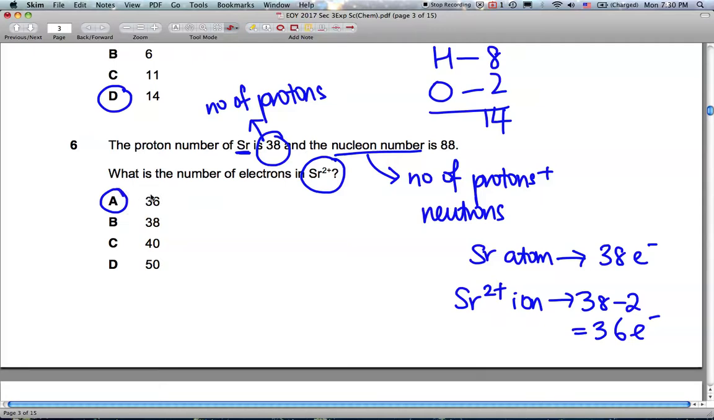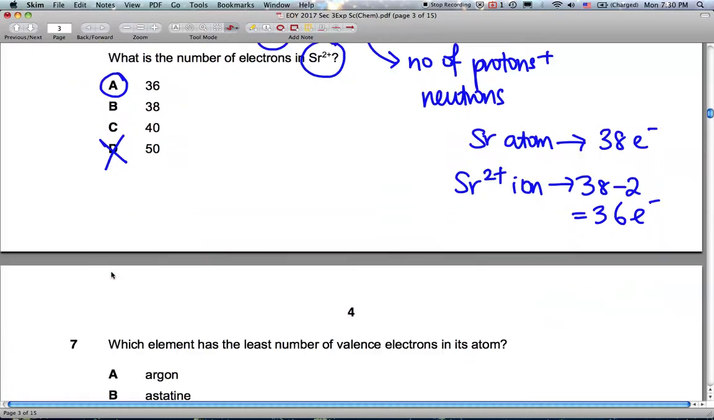Okay, so in order to find the electrons, we just compare the number of electrons in the atom. Whereas if you are asked to find the number of neutrons, that's where we take the nucleon number minus off the proton number. So in that case, some of you who wrote 50, you forgot that the nucleon number refers to the number of protons plus the number of neutrons.